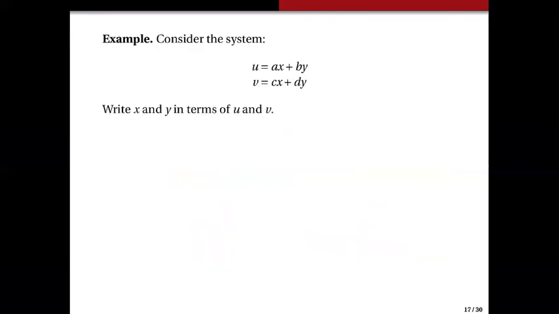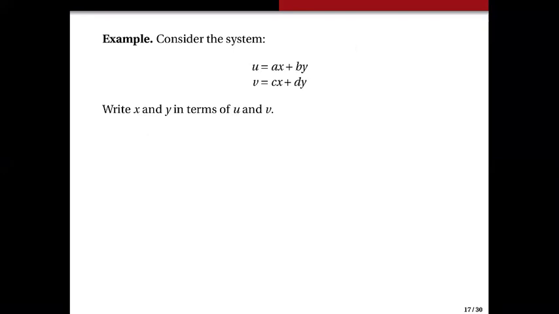Next problem here. Consider the system: u equals ax plus by, v equals cx plus dy. Write x and y in terms of u and v. So in the system, we have written u and v in terms of x and y. This time, we will try to isolate x and y and write the expressions in terms of u and v.